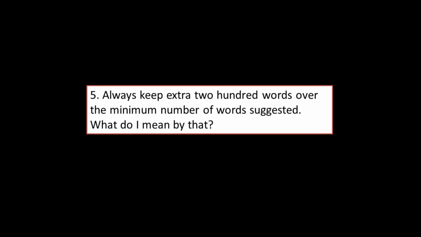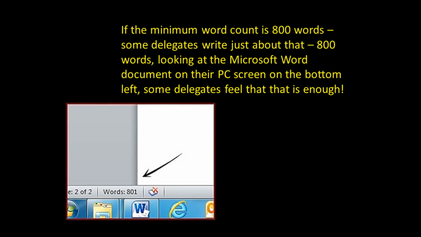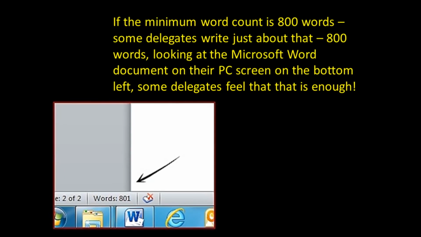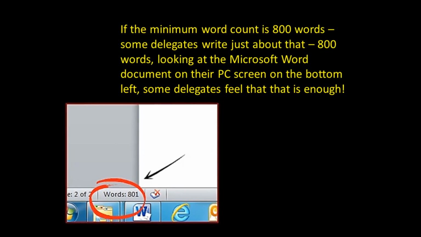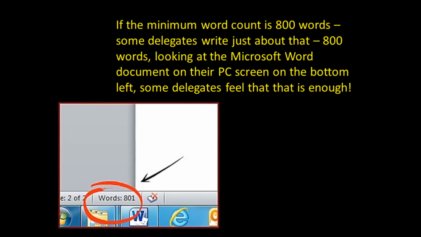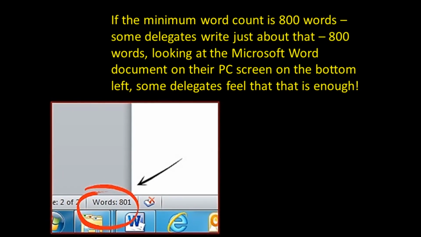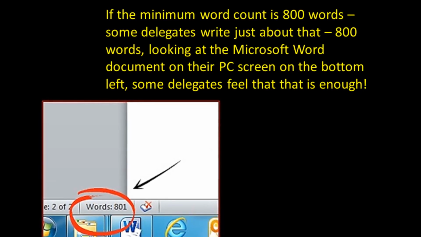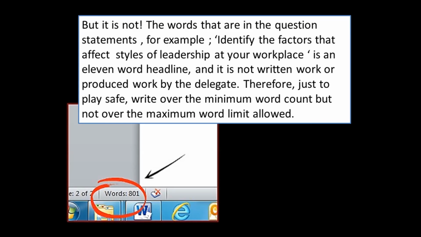Number 5, always keep extra 200 words over the minimum number of words suggested. If the minimum word count is 800 words, some delegates write just about that 800 words. Looking at the Microsoft Word document on their PC screen, on the bottom left, some delegates feel that that is enough, but it is not. The words that are in the question statements, for example, identify the factors that affect styles of leadership at your workplace, is an 11-word headline, and it is not written work or produced work by the delegate. Therefore, this won't be counted towards your contribution. Therefore, just to play safe, write over the minimum word count, but not over the maximum word limit allowed.